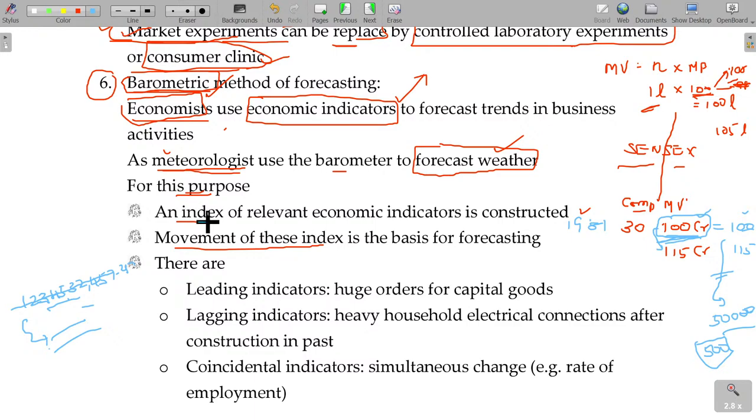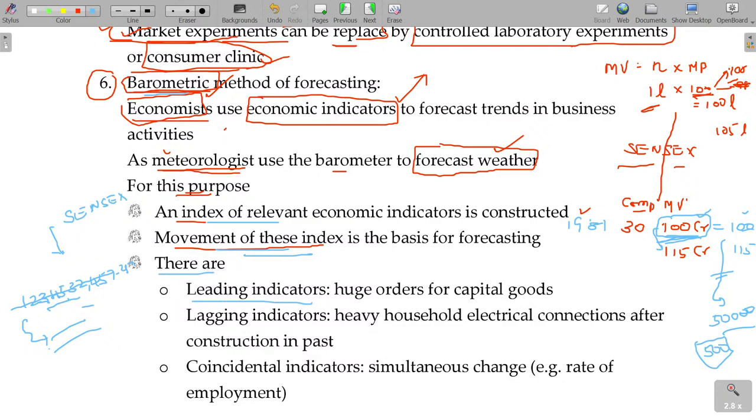So, an index of a relevant economic indicator is constructed. Sensex is an index for what? Bombay Stock Exchange share price movement. Nifty is for the National Stock Exchange price movement. I want to know, what about my marks movement? You can also construct your own index for development. Similarly, whatever business you do, you can construct a parameter, an index. And how much movement is there? Today, the Sensex increases by 500 points. Immediately, it shows an increasing trend. Similarly, whatever index you fix, if it increases, it shows an increasing trend, and decreasing means a reversal trend.